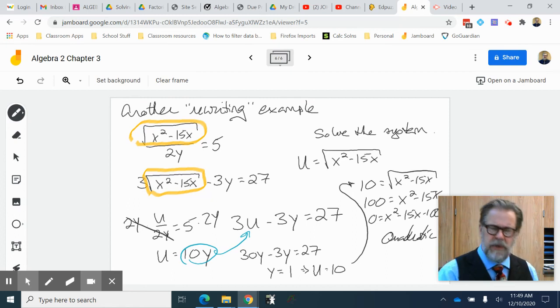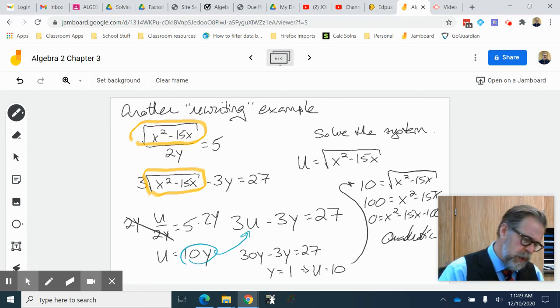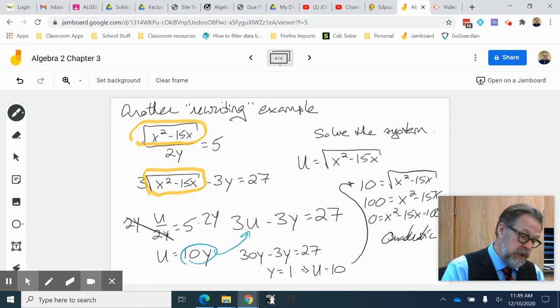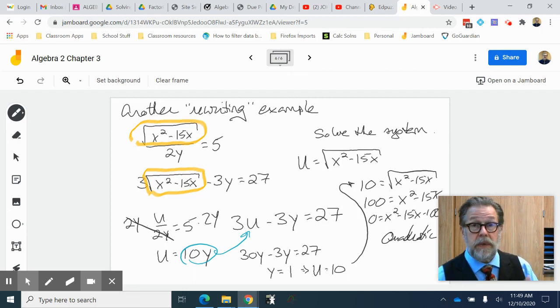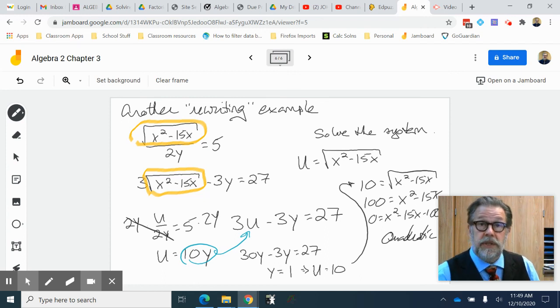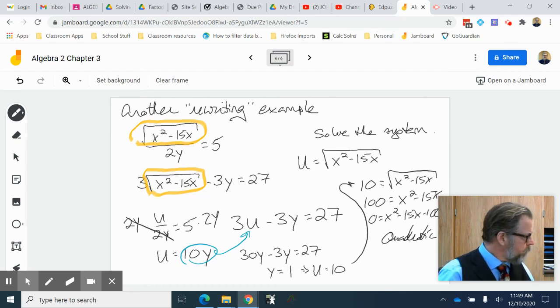Now, did I have to do the u substitution, as we call this? No, I didn't have to. I could have just noticed that square root of x squared minus 15x was equal to 10y and then plugged in a 10y. But the u substitution is something that you will do in more advanced mathematics, assuming that you go that far. We start talking about that a lot in calculus, especially. All right.